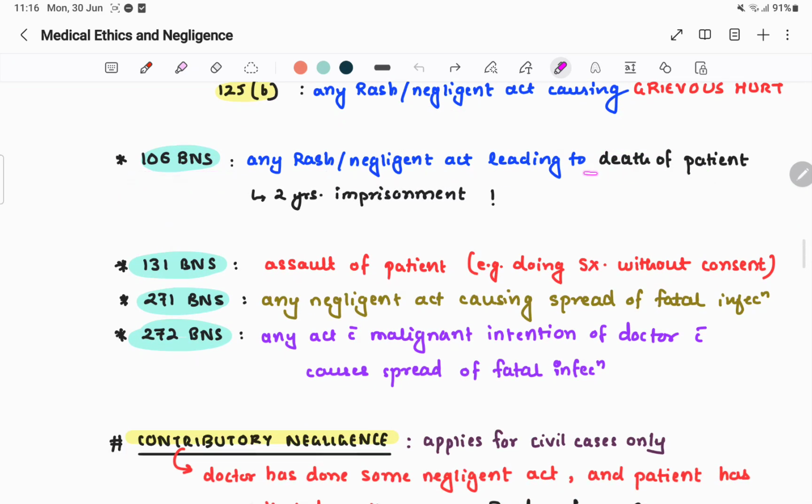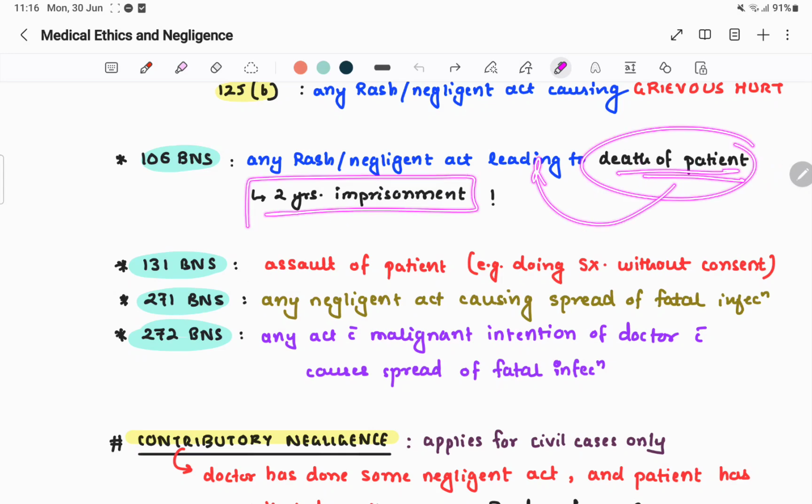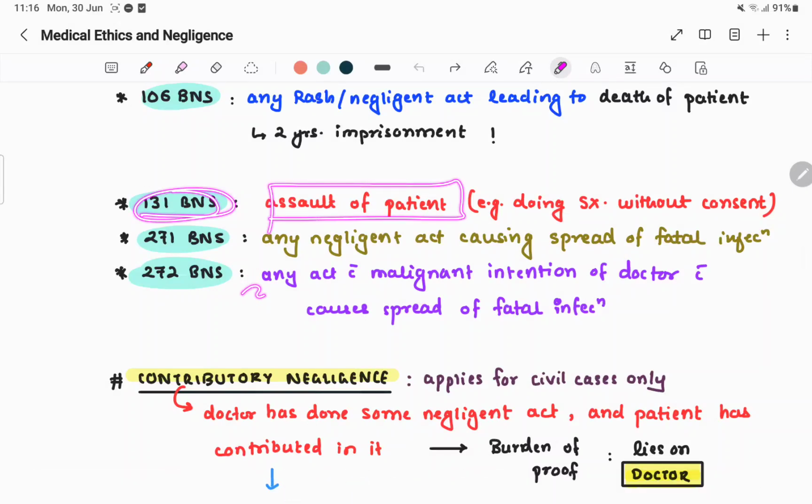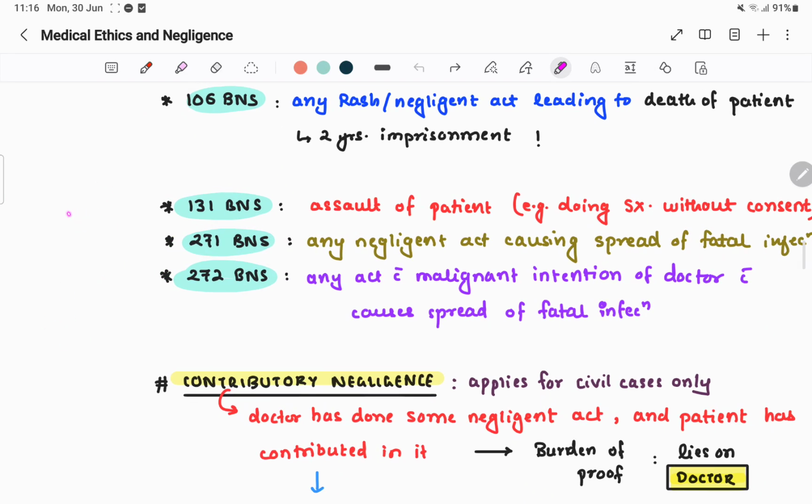106 BNS, I told you that any criminal negligent cases are dealt under it. Death of the patient, 2 years imprisonment can be there to the doctor. 131 BNS is assault of patient, without consent surgery. 271, 272 are there. Any act due to which an infection spreads.